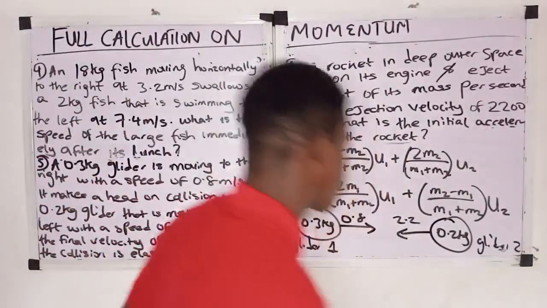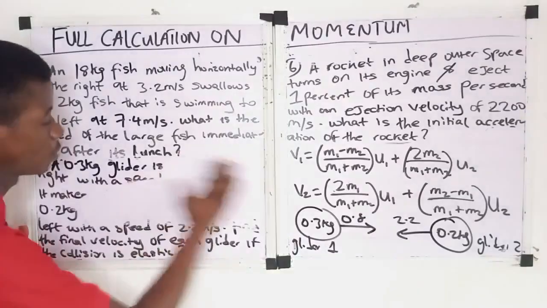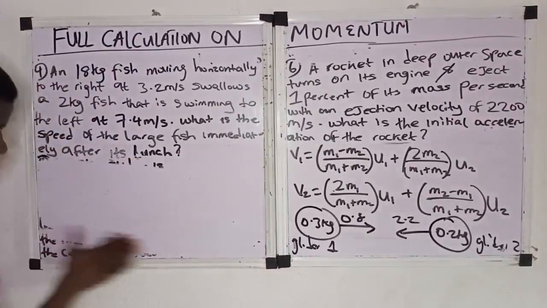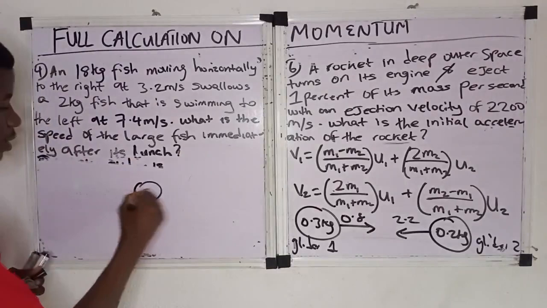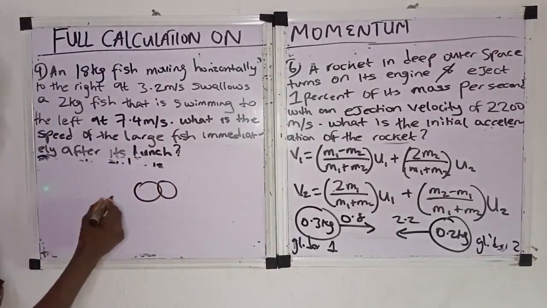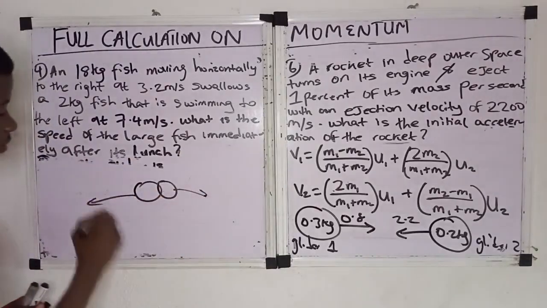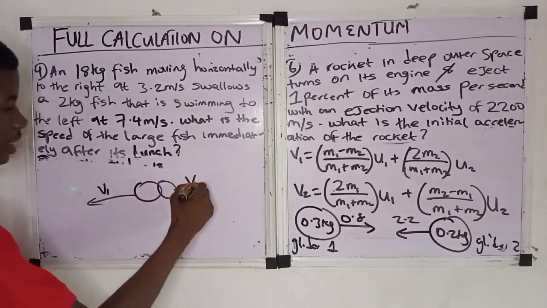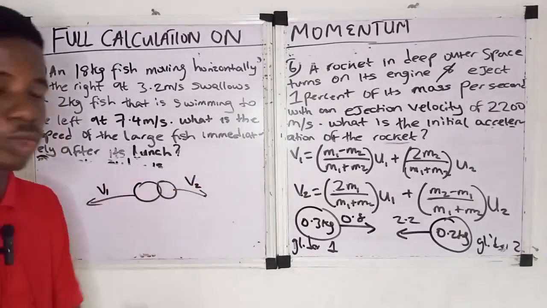Let me clean this part. Now let's look at it. Once they collide, they will usually bounce off and move with a particular velocity which we don't know.